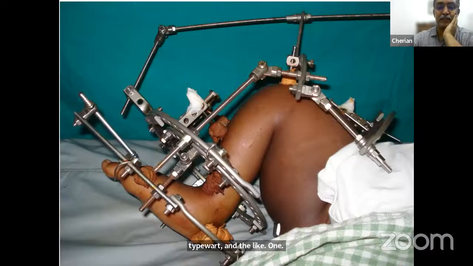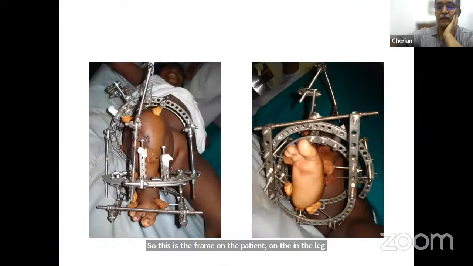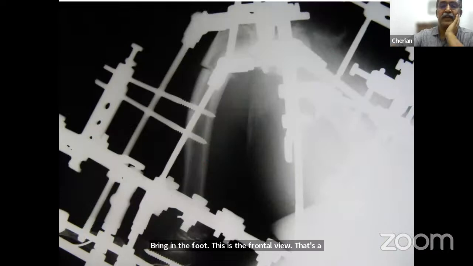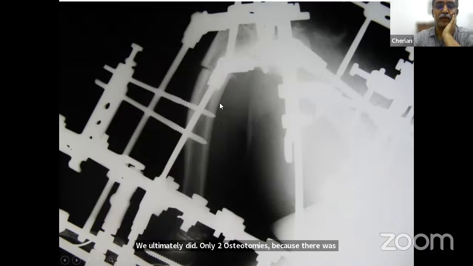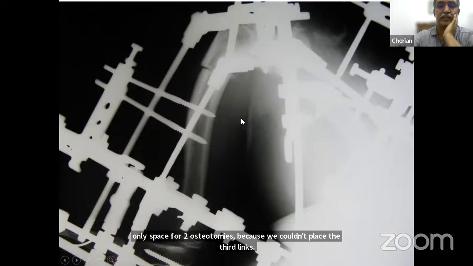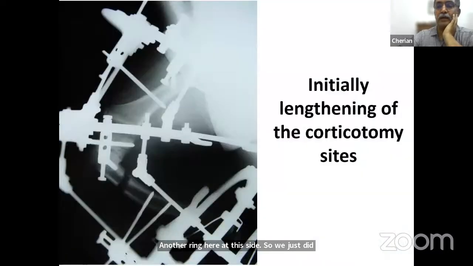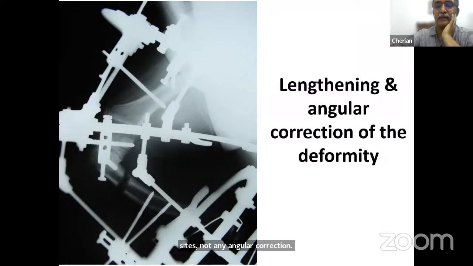So this is the frame on the patient. On the foot, in the leg, there is a ring and ring, additional ring in the foot. This is the frontal view. That's a plantar view. We ultimately did only two osteotomies because there was only space for two osteotomies, because we couldn't place the third ring, another ring here, this side. So we just did only two osteotomies. And we did initially just lengthening of the corticotomy sites, not any angular correction. We lengthened for about 3-4 centimeters.